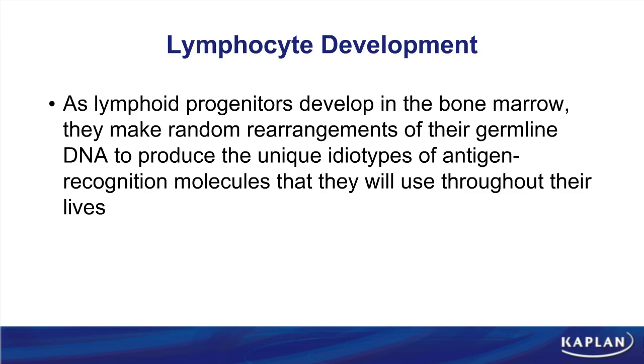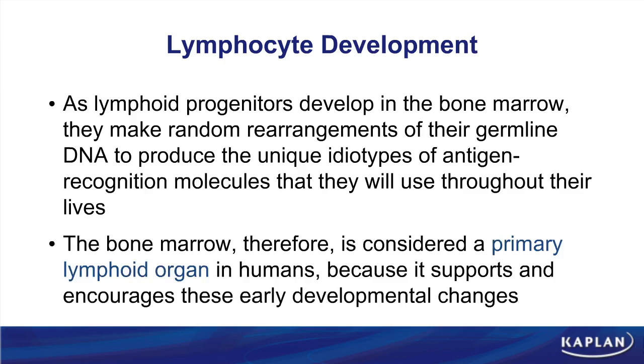And development always begins within the bone marrow. And the goal, or I should say one of the goals, of the gene rearrangement is to ensure that each receptor has a unique idiotype or specificity. Recall that any one cell always has one idiotype, meaning it has a single specificity. Because development begins within the bone marrow, it is considered to be one of the primary lymphoid organs.